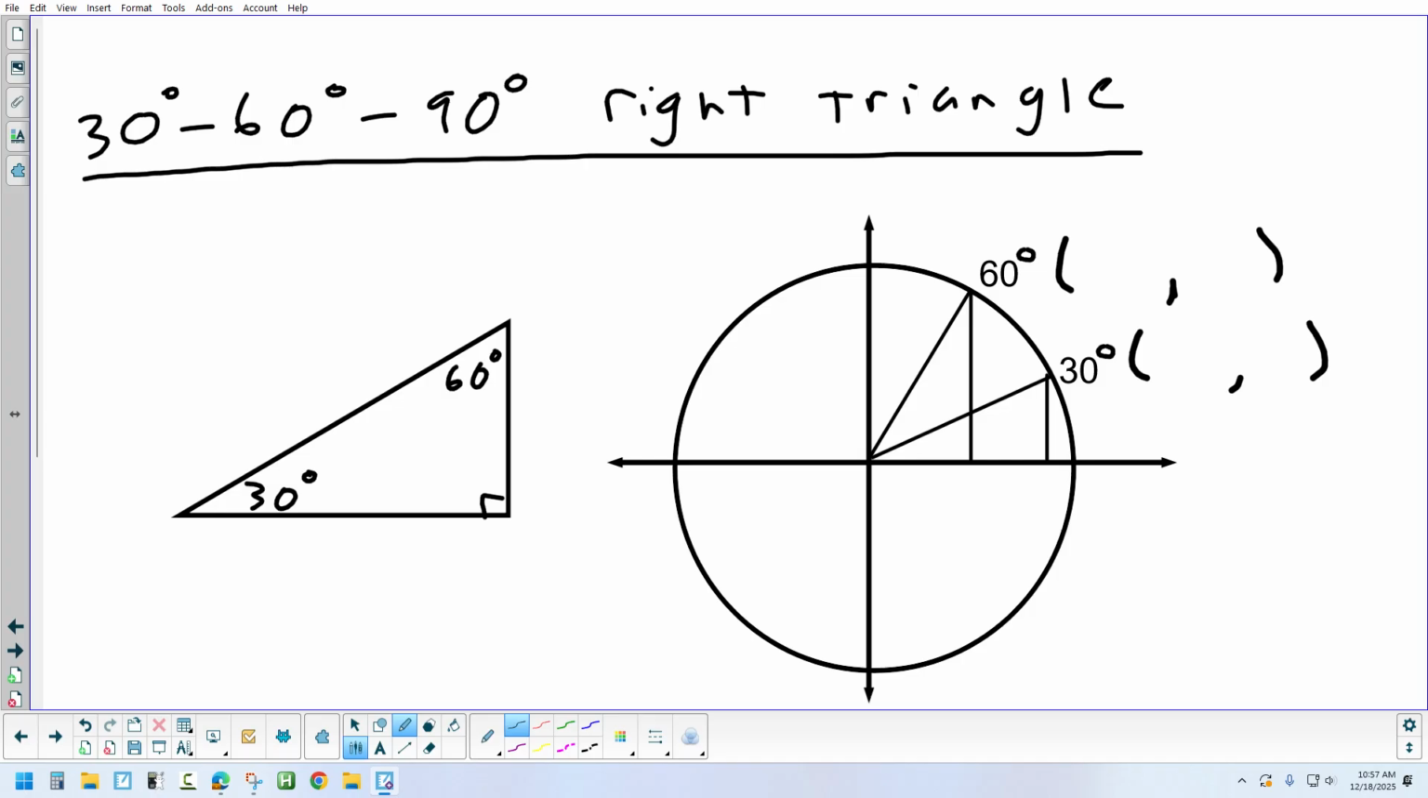Would the one that's going vertically, would that be like 5 or something? Maybe. We don't know that yet. But there is something we know. What length? What side do we know the length of in the 30, 60, 90?